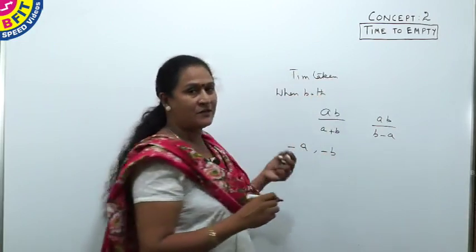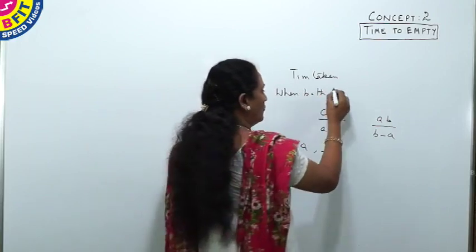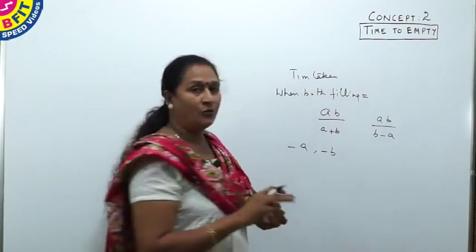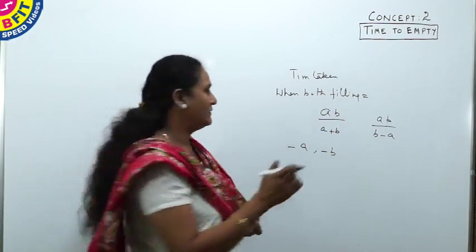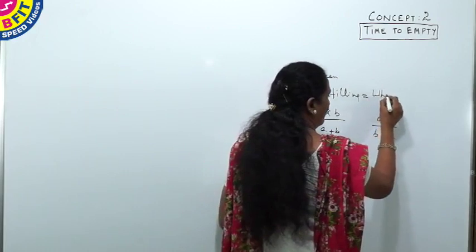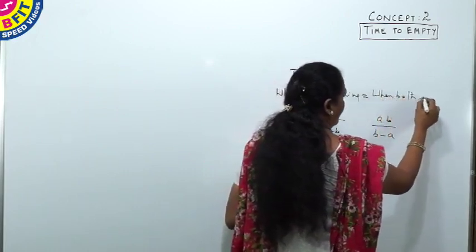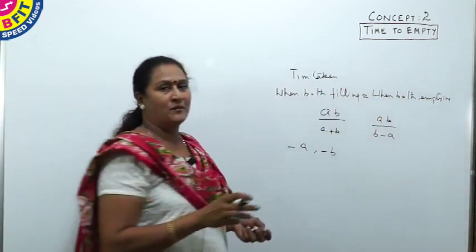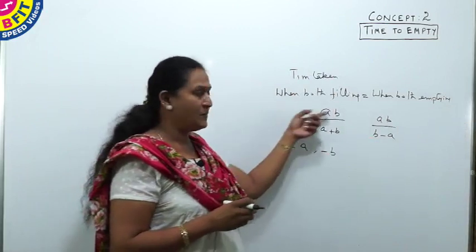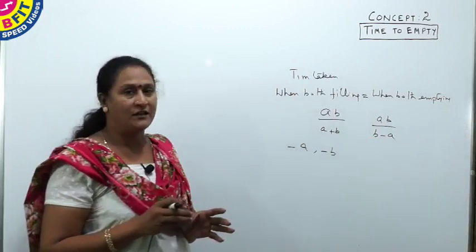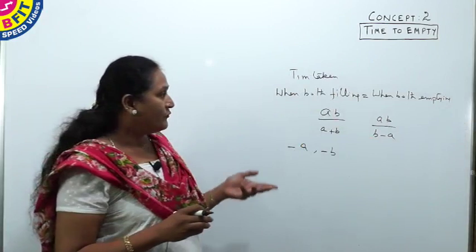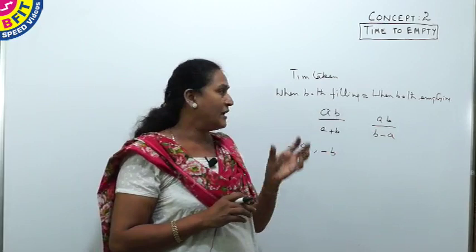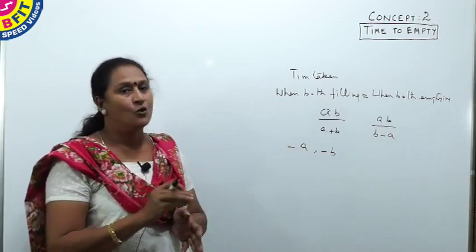So when both taps are filling, the time taken will be equal to when both the taps are emptying a full tank. So remember that when both taps are filling, we will use AB by A plus B. That will be the time taken together for the taps to fill. If both are given as emptying, we can use the same AB by A plus B, which will be the time taken by the taps to empty the whole tank.